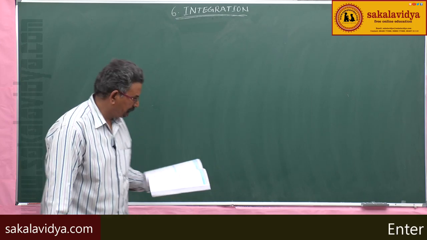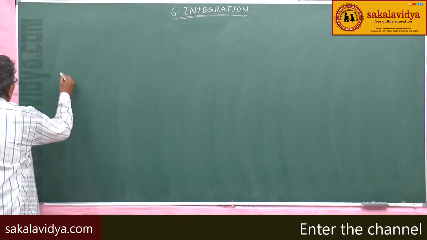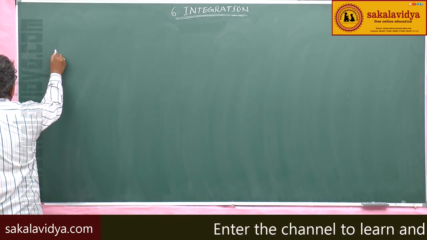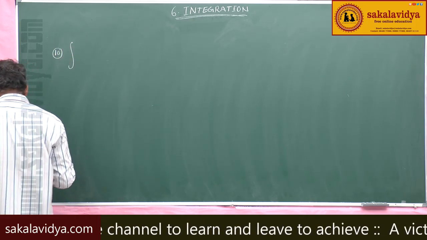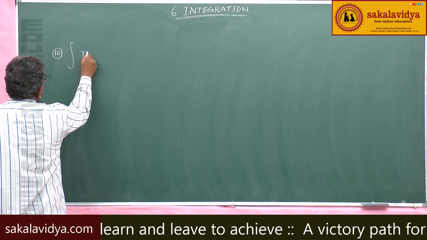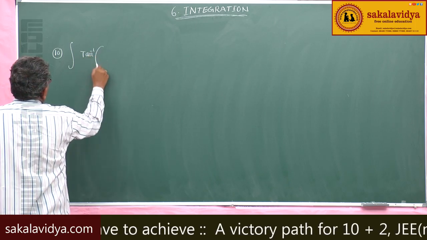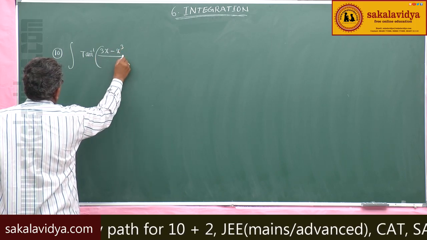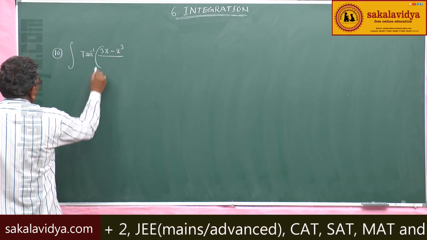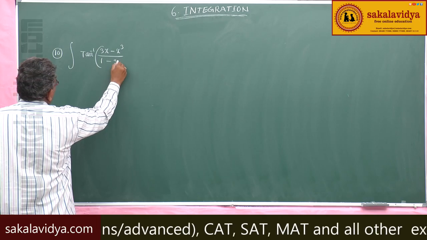Next problem. Evaluate the integral tan inverse of (3x minus x cube) by (1 minus 3x square) dx.